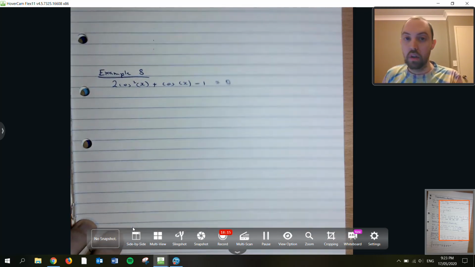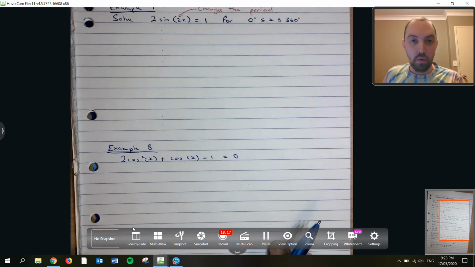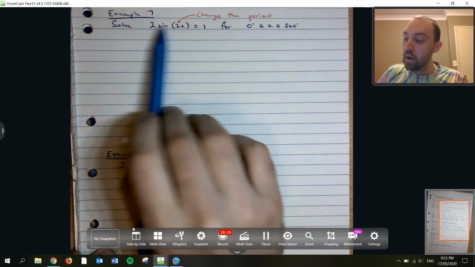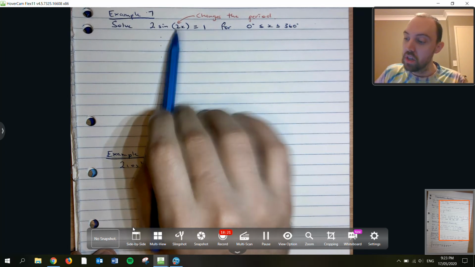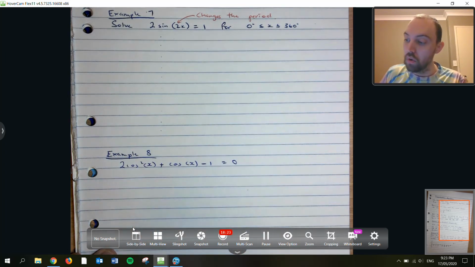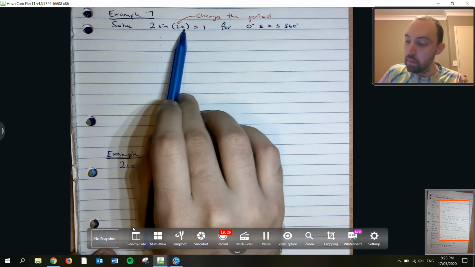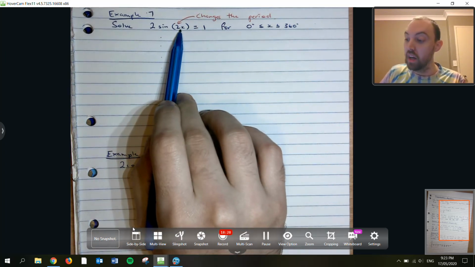Keep it going. Example 7, we have a situation where the period is changed, okay? So when we are doubling that number in front of x, we're actually halving the period.